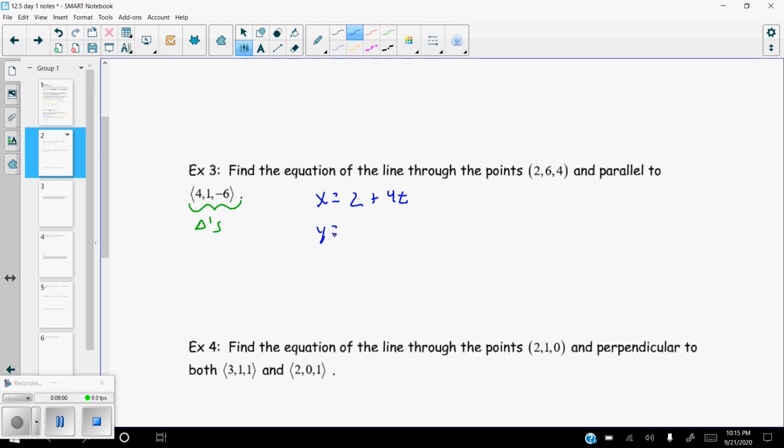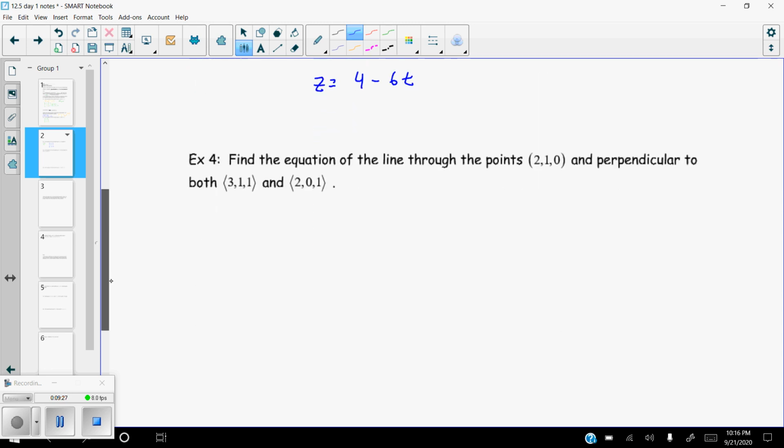The y part is going to start at 6 and then increase by 1, so 6 plus t. And then the z part is going to start at 4, and it's going to change by negative 6, so 4 minus 6t. And that's it. That's all there is to it. Obviously we could put these in other forms, but it doesn't say to, so let's not worry about it.